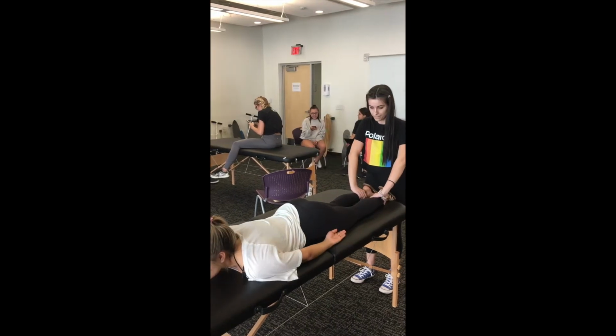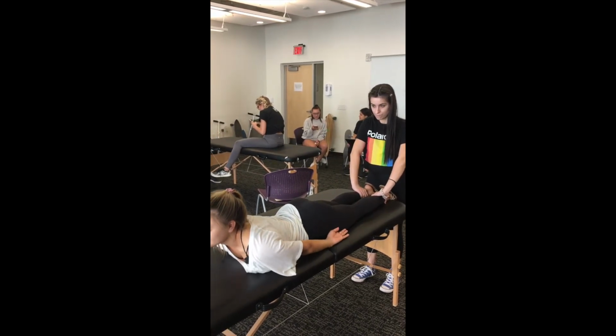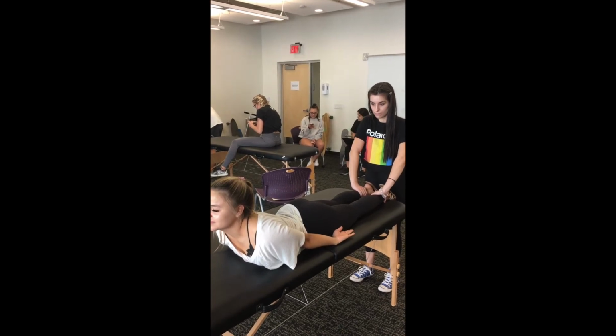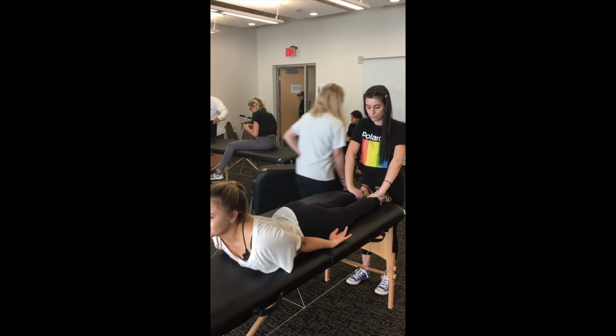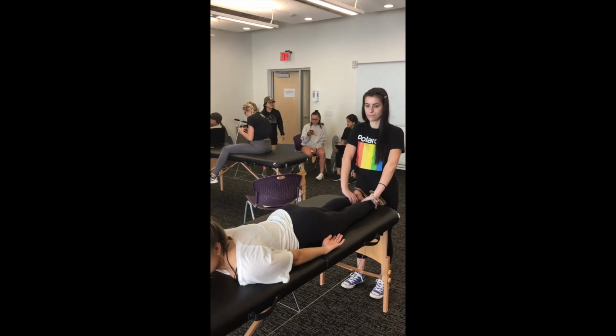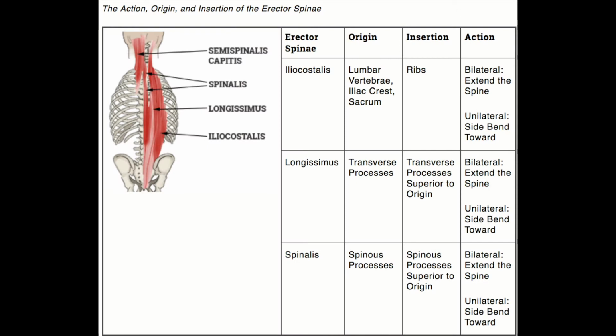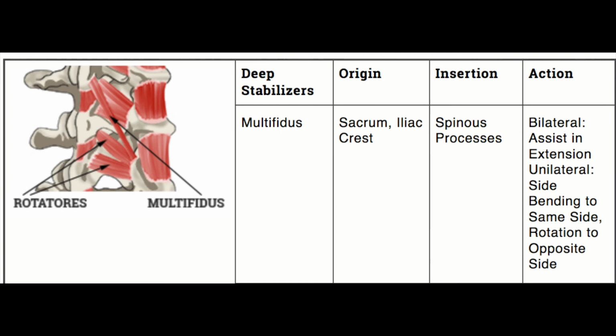This motion occurs in the sagittal plane and the axis is the medial lateral axis. The muscles working to produce this movement are the erector spinae and deep stabilizing multifidus. Here is the origin, insertion, and action of the erector spinae. Here is the origin, insertion, and action of the multifidus.